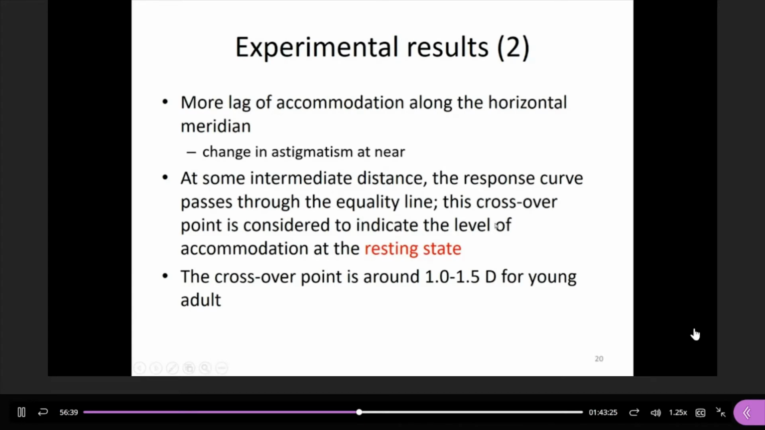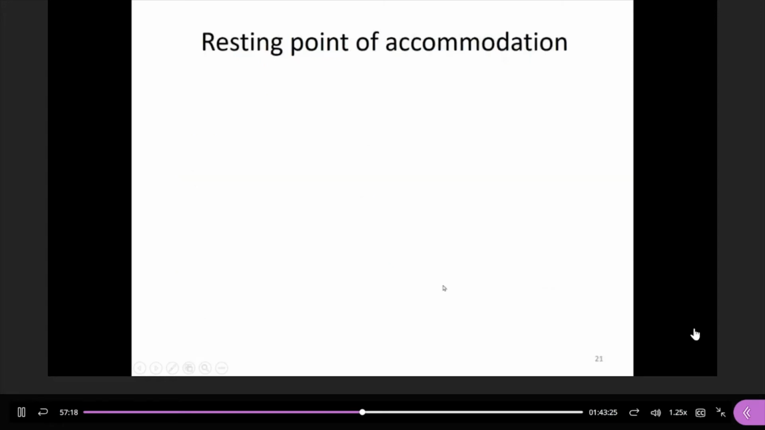At some intermediate distance, the response curve will pass through the equality line. This is the point of intersection, and this crossover point is considered to indicate the level of accommodation at the resting state. For this reason, sometimes we also call this the resting state of accommodation. This crossover point, this intersection, in most subjects is around 1 to 1.5 diopters in young adults, because young adults can still have a sufficient amount of accommodation.